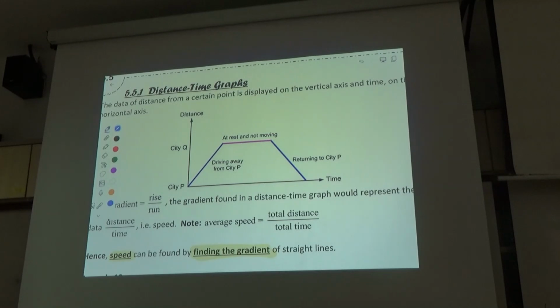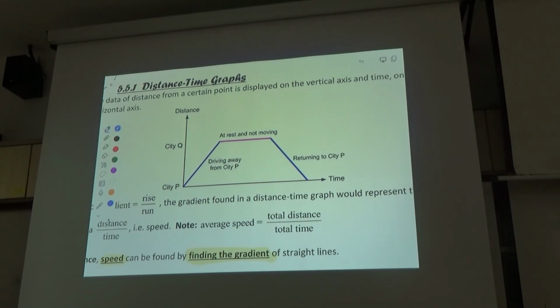So on page 14 of your notes, we have a distance time graph here. There are different line segments in our distance time graph. We have a line segment that goes up, then after that a horizontal line, followed by another line segment that comes down. So how did I get all this information to say that it is driving away from CTP, at rest and not moving, returning to CTP?